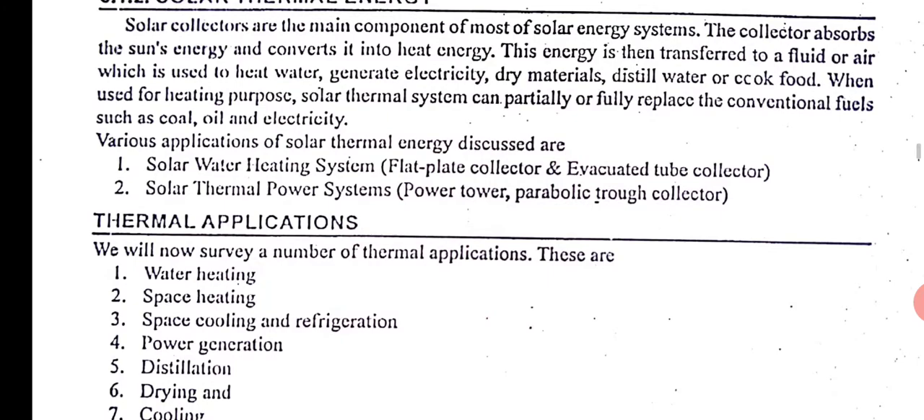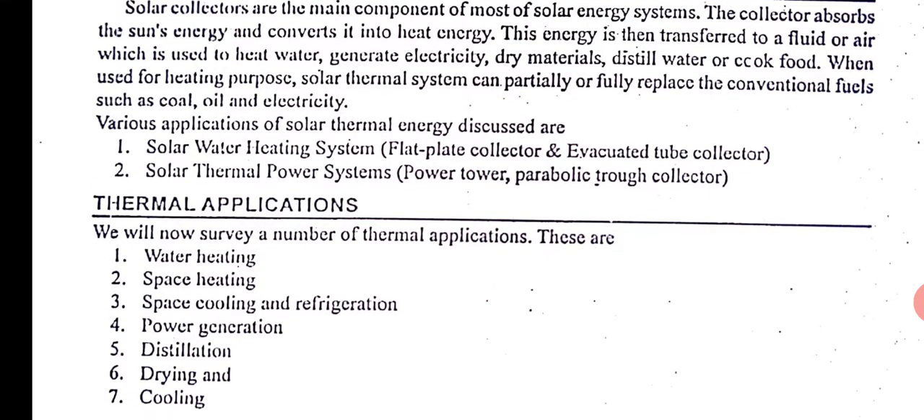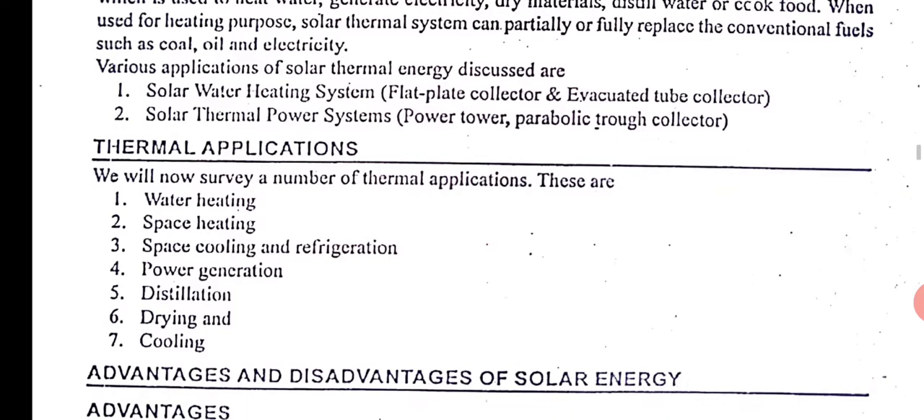So when used for heating purposes, the solar thermal system can partially or fully replace conventional fuels such as coal, oil and electricity. Normally for heating we use coal, oil or electricity, but we should not use them now, since renewable energy like solar energy is available, which is very environment friendly also.